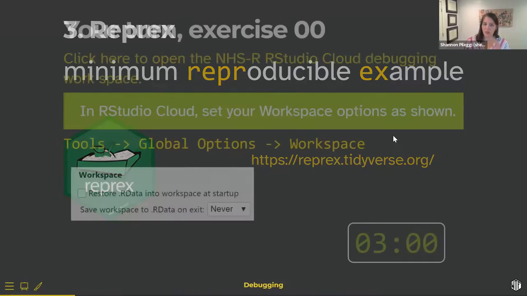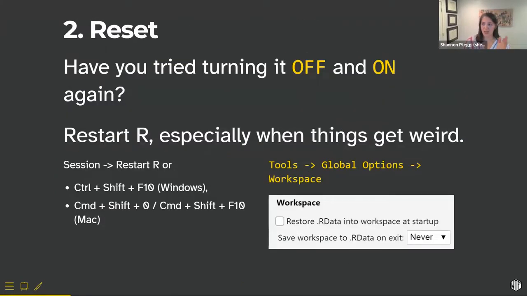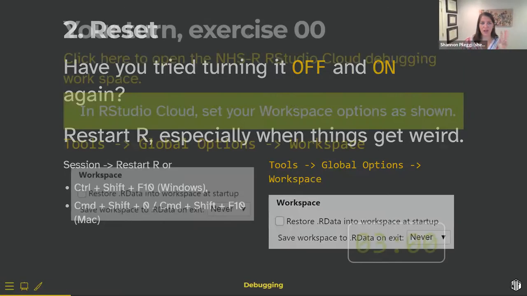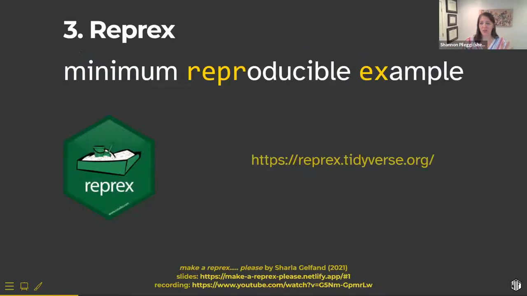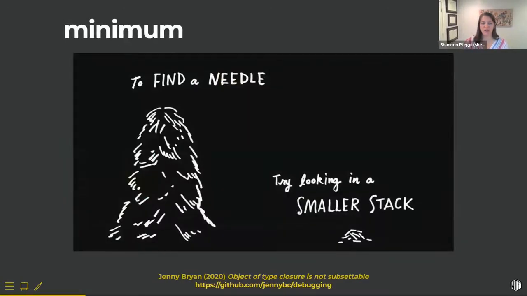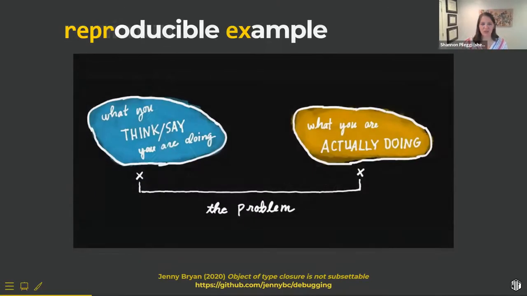So again, we're talking about basic troubleshooting steps, right? First we talked about Google, second we talked about resetting, turning things off and on again, and now we're talking about a reprex. If you haven't heard of it, a reprex is a minimal reproducible example. It is a package in R that helps you create these reproducible examples. We're not going to get into the details of the reprex, but for the minimal part, to find a needle in a haystack, try looking in a smaller haystack. Make the problem smaller.